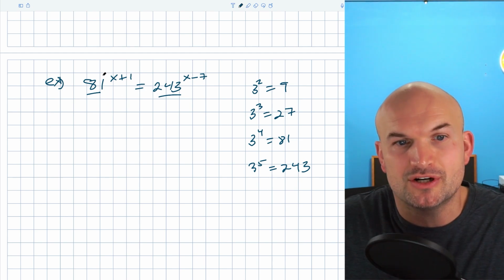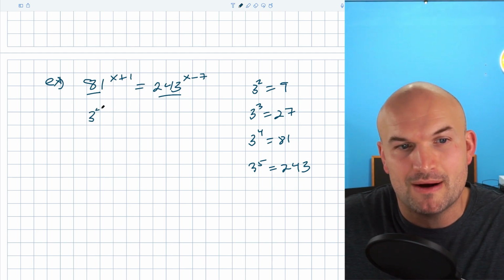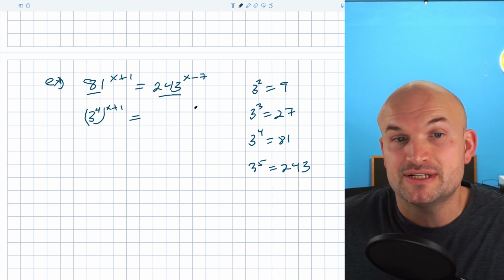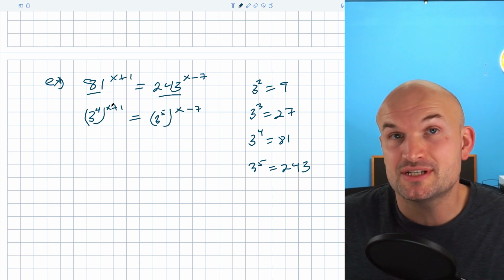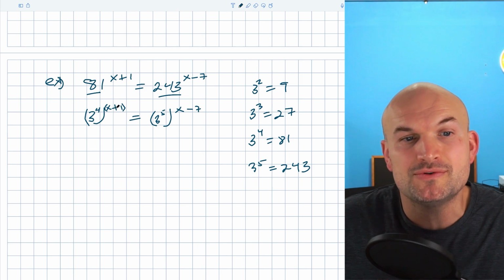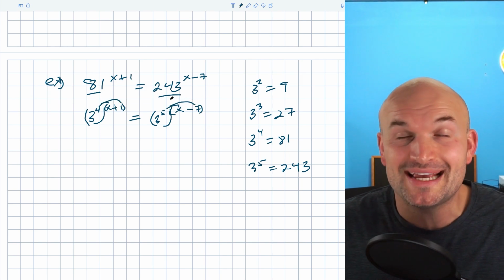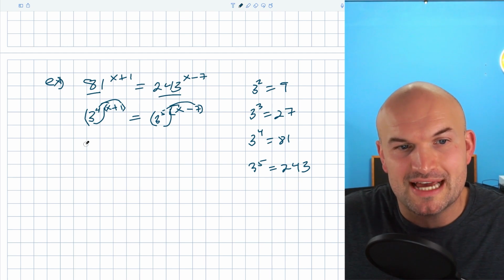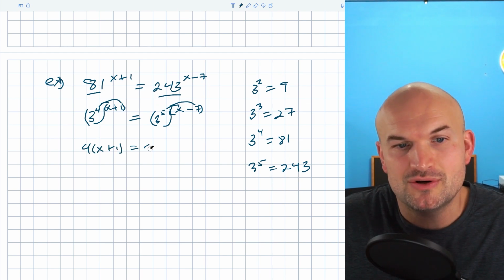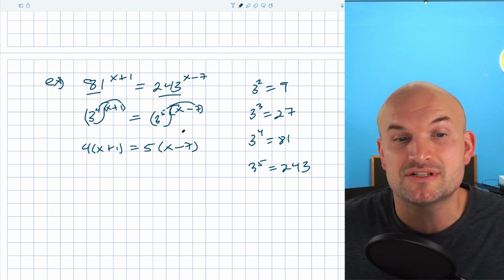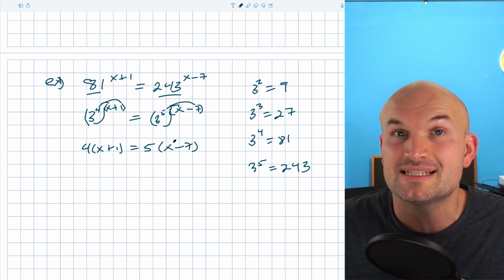So now I'm just going to rewrite 81 as 3 to the 4th power, and I'm going to rewrite 243 as 3 to the 5th power. Now, again, I'm just going to apply my distributive property. Again, I'm going to insert the parentheses so you don't make the same mistake that I and many other students will make if you're not being careful. So now I just set my 4 times x plus 1 equal to 5 times x minus 7. Now just apply the distributive property and get your variable onto the same side to solve.